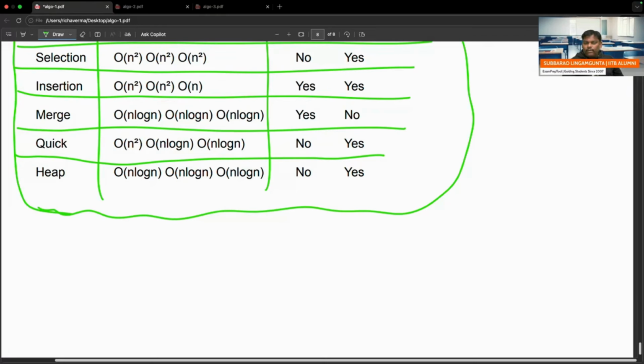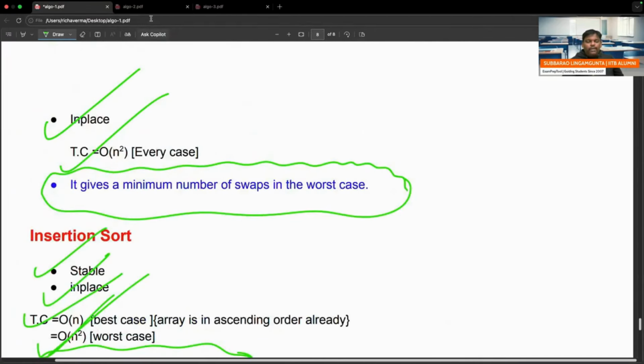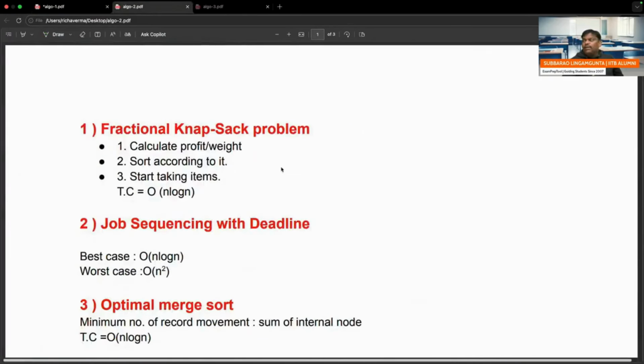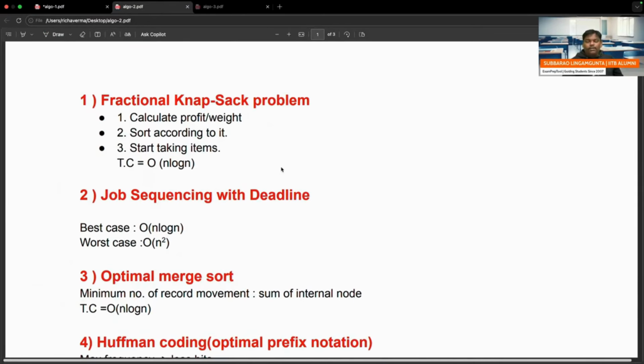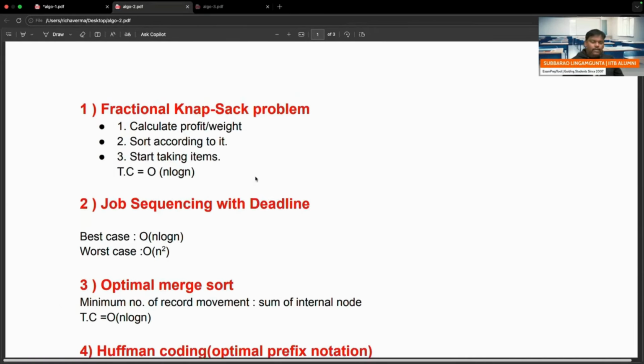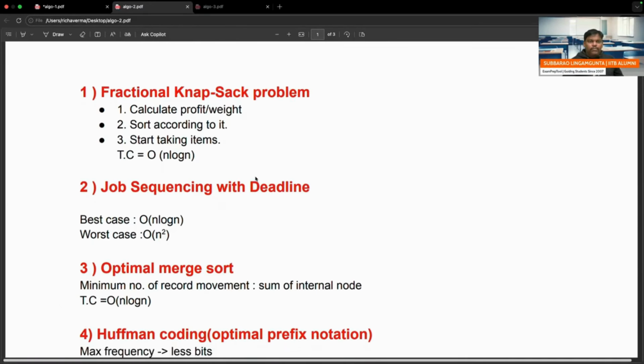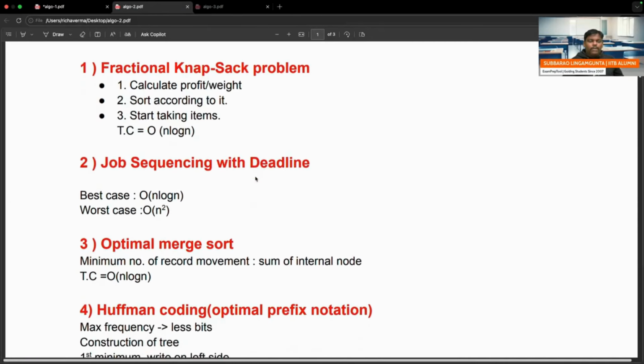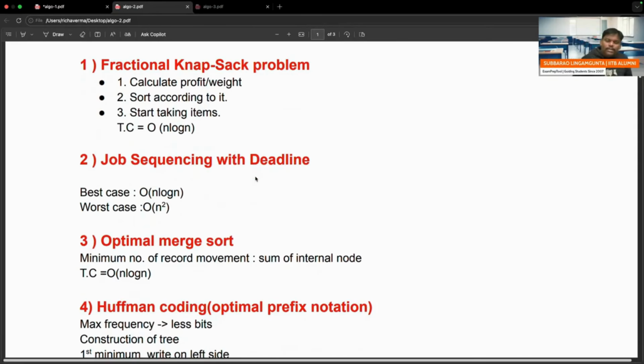Right? Perfect. I'm thinking that everyone is fine. I think I completed divide and conquer. So let's go to the greedy technique. See the greedy technique, everyone be careful. Fractional knapsack problem.